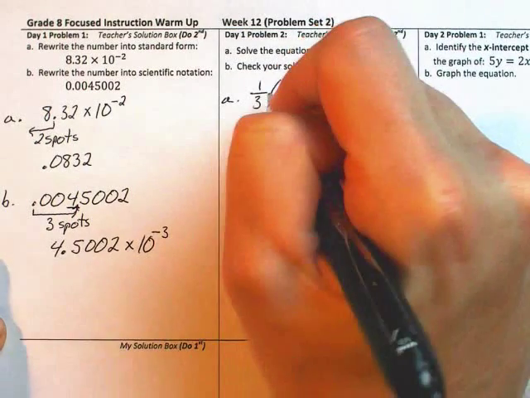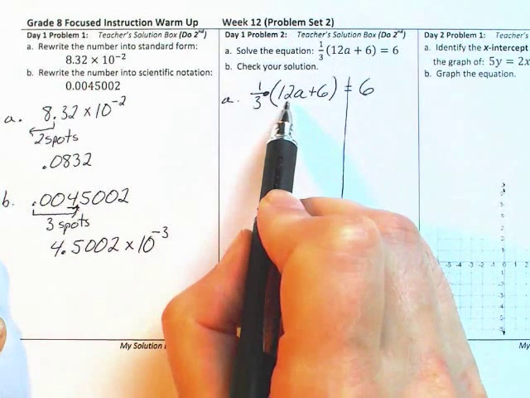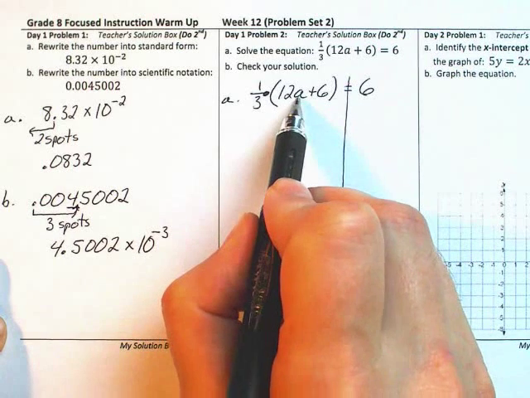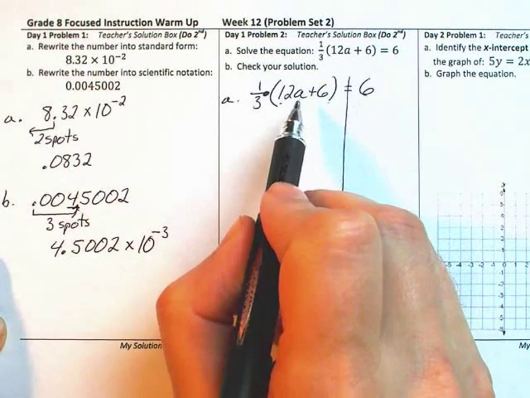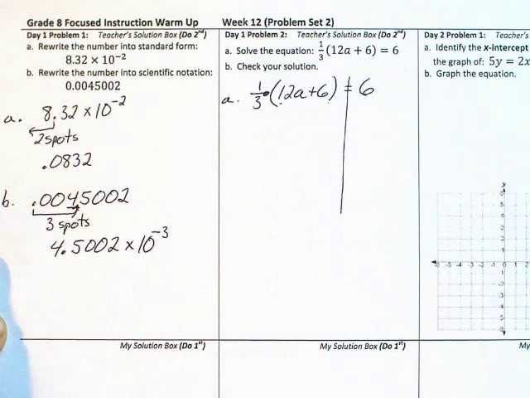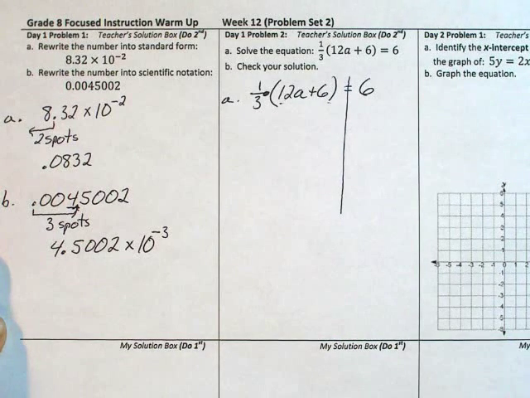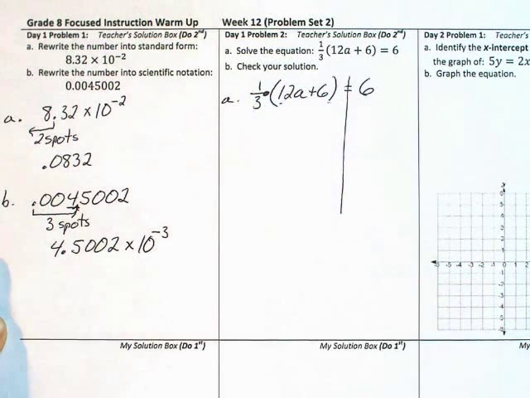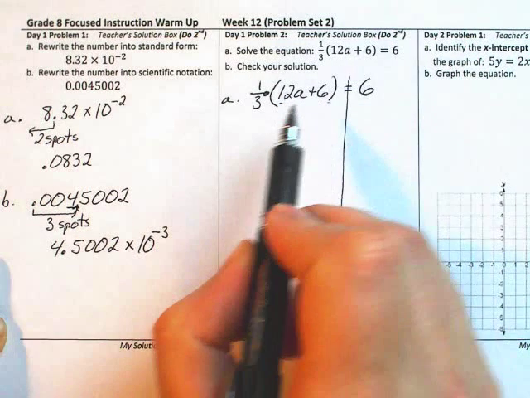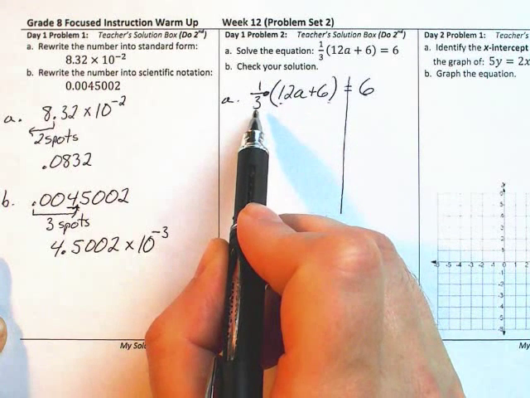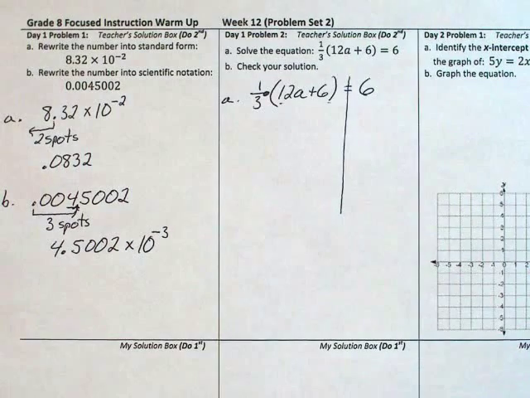Right now this is 1/3 times the quantity 12A plus 6, or 1/3 of this group. The letter A is part of this group, and so my objective is to first get this group alone, and then once the group is alone we can do a little bit more work until finally getting the letter A alone. To get this group alone means that the 1/3 needs to be removed. And I can remove a fraction that's being multiplied to the group by multiplying by its reciprocal. The reciprocal of 1/3 is 3/1, or just the whole number 3.